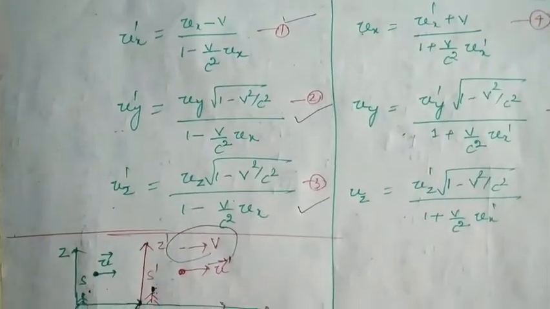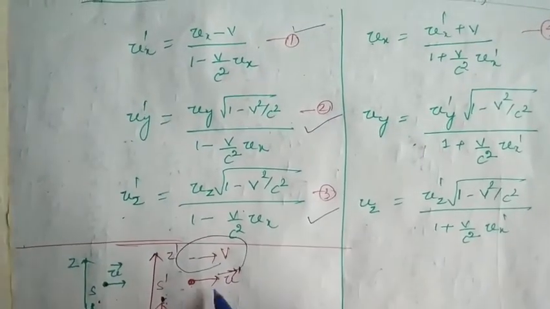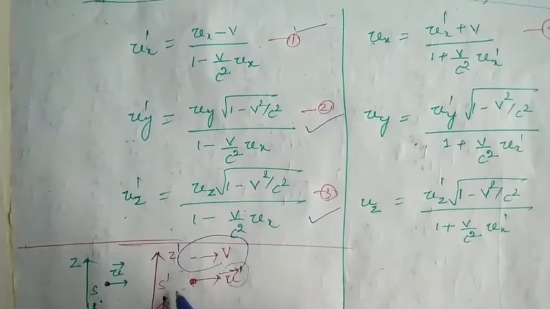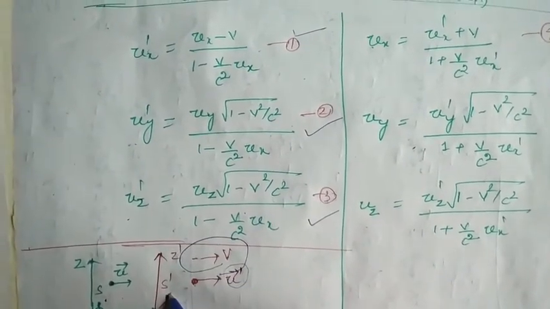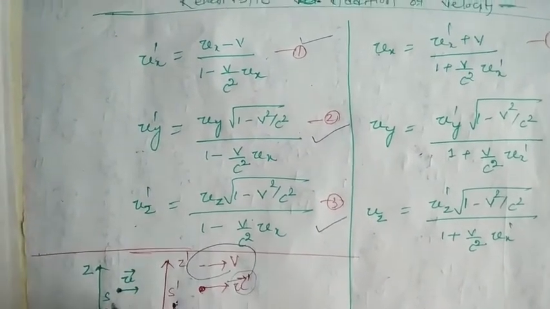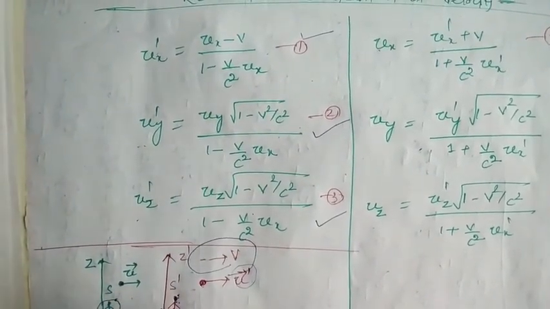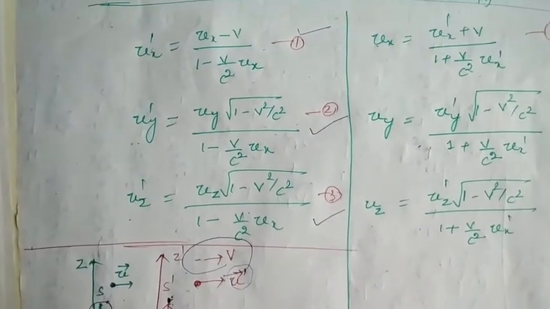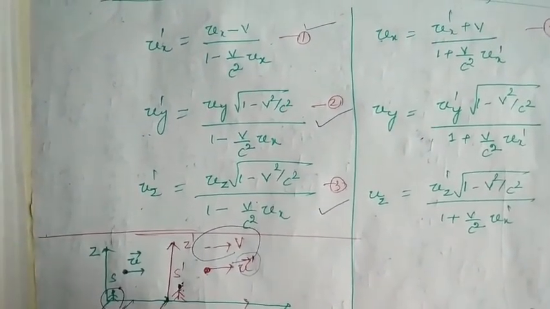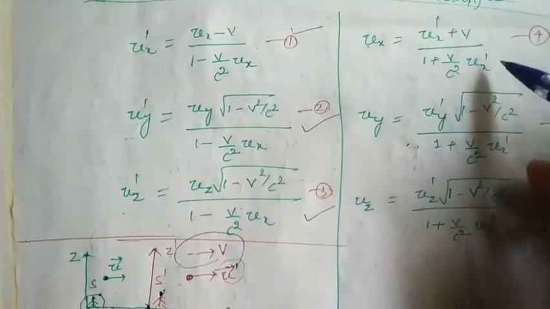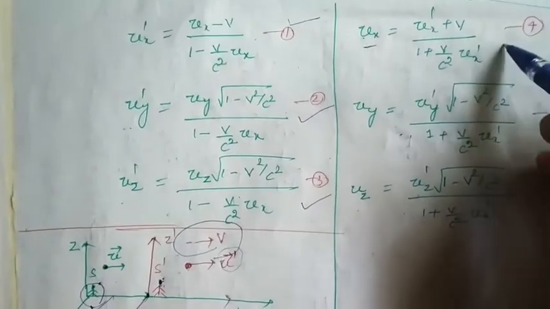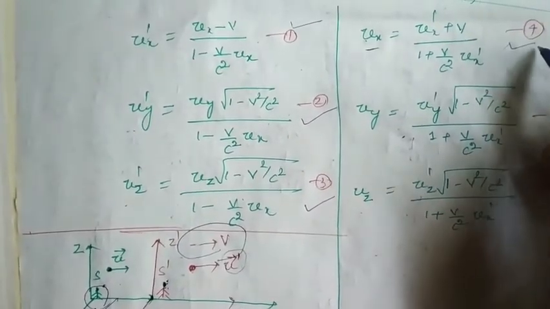Similarly, if a particle is moving with u dash in S dash frame, then what will be the velocity components measured by the person sitting in S frame? Here these are the equations. That is your ux will be this much. That is your equation number 4.